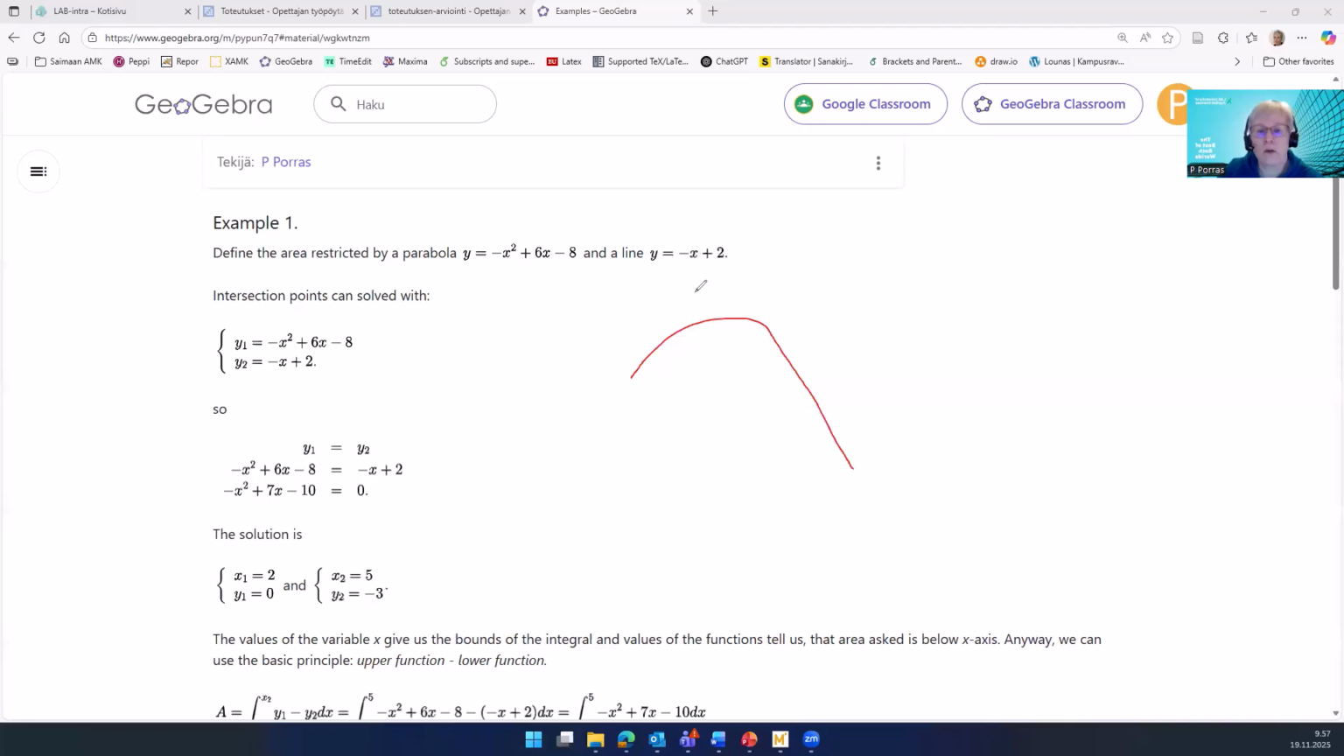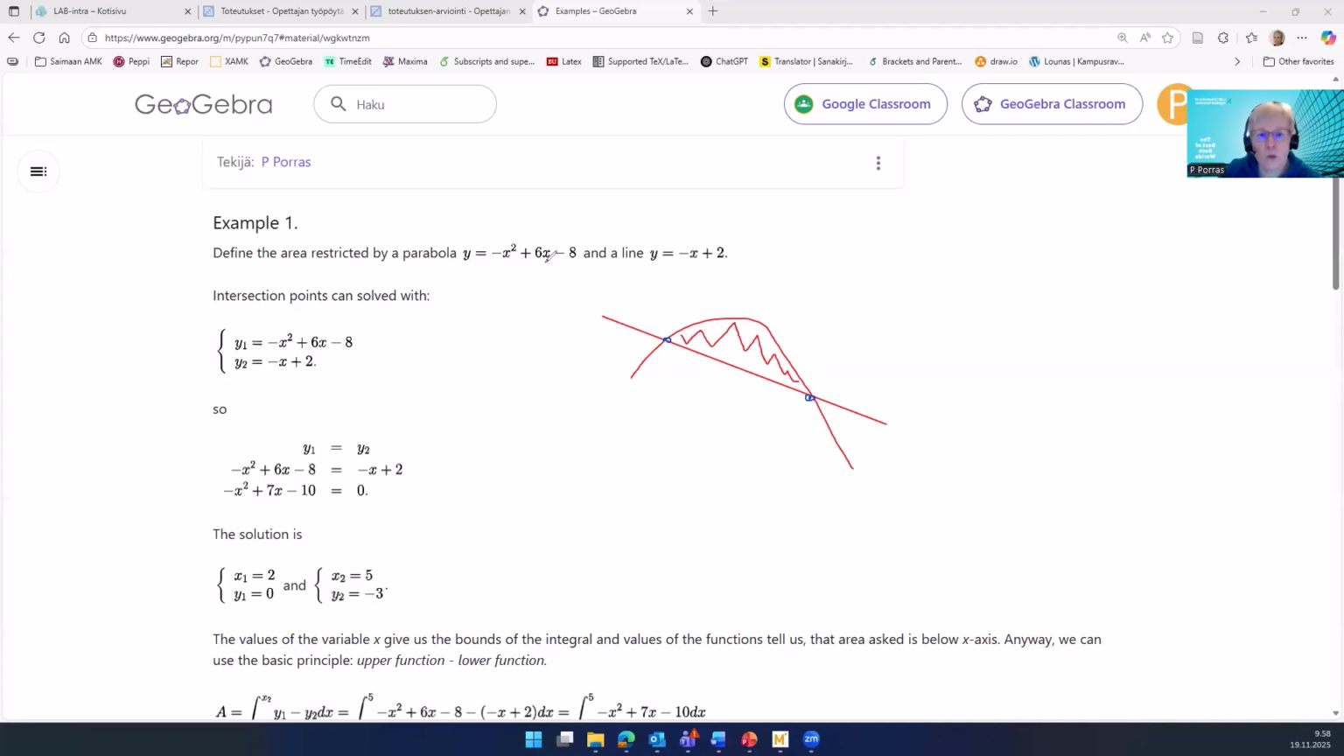It means that it has to be a line going downward. So it's something like this. And we want to have the area restricted by this. So the area we are concerned with is this one. So what we need to solve actually is this intersection point and this intersection point, because when we know from where to where, we can solve the area. So that's why first we solve the intersection points.